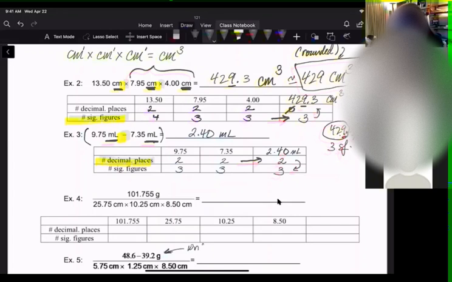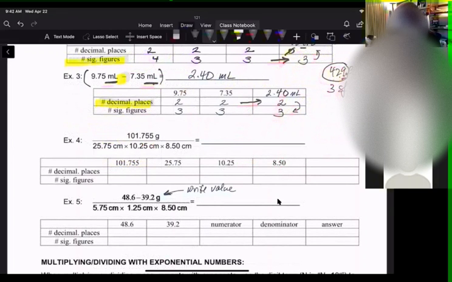Okay, for tomorrow's class, I want you to have a calculator that looks like this, not a phone calculator, not a computer calculator, a button calculator.